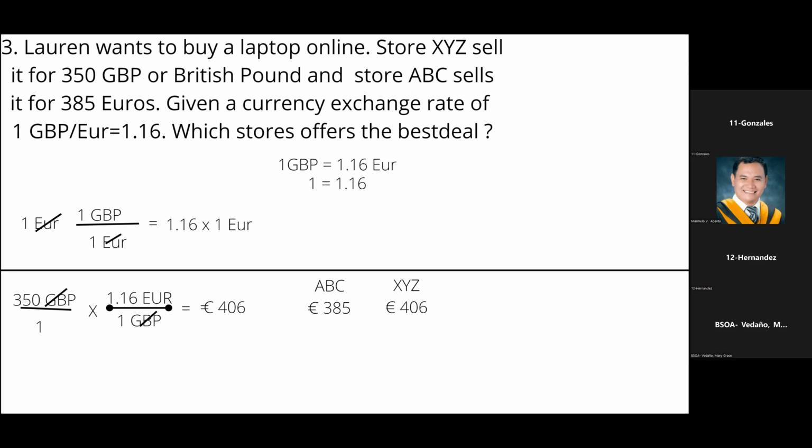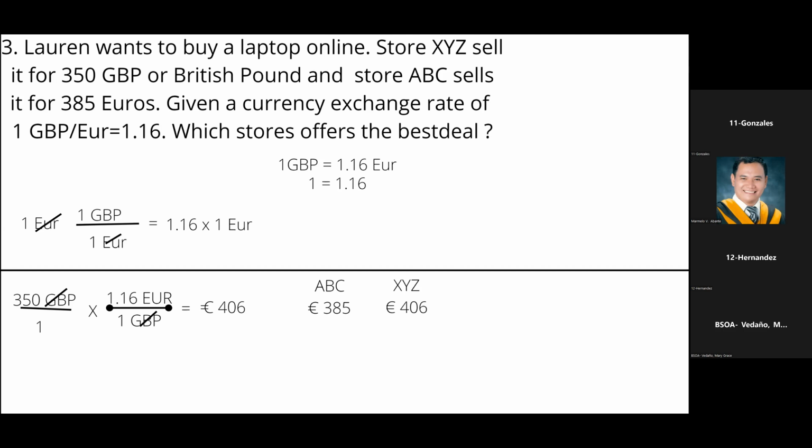Dito naman inaalam ni Lawrence kung saan siya makakamura. So ang gagawin natin ay 1 GBP over 1 euro equals to 1.16 times 1 euro. So, i-multiply natin siya sa both sides sa 1 euro. Then yung nasa left side cancel sa denominator, kaya makukuha nating answer sa left side is 1 GBP, then i-multiply natin sa 1.16 times 1 euro equals to 1.16 euro. 1 GBP equals to 1.16 euro, or 1 British pound equals to 1.16 euro.